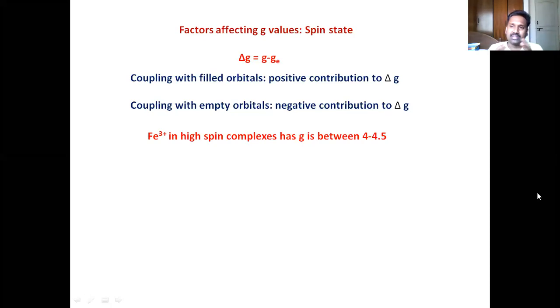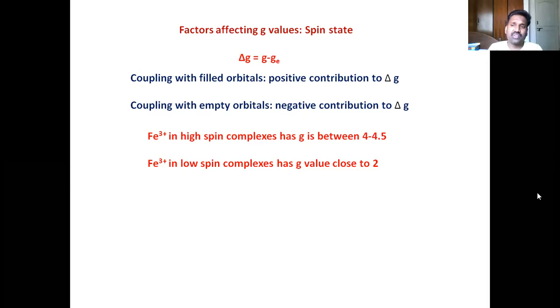So if you look at the orbitals, when you write the valence bond energy levels and analyze, there are no empty orbitals for the high spin complex, which has 5 unpaired electrons. Whereas for the low spin complex, there are 2 empty orbitals. And if there are empty orbitals in the metal ion, the G will decrease. If there are more filled orbitals, the G will increase. Therefore, the Fe3+ high spin complex gives you G of 4 to 4.5. What is the observed G value of Fe3+ low spin complex? Almost close to 2.